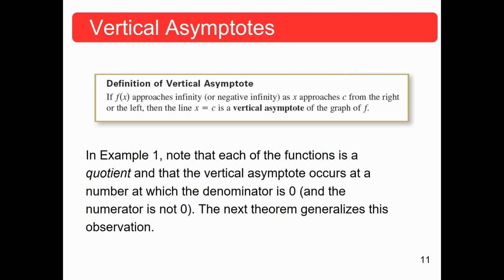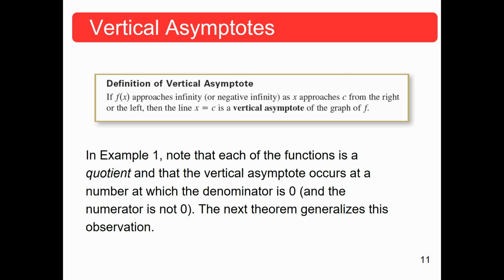So we're actually going to define it like this. If f of x approaches infinity or negative infinity as x approaches c from the right or the left, then that line x equals c, that vertical line, is a vertical asymptote of the graph of f. So in example 1, we noted that each of those functions is a quotient and that the vertical asymptote occurs at a number at which the denominator is equal to 0. It's important to note that the numerator is not 0. So the denominator is 0, but the numerator is not.